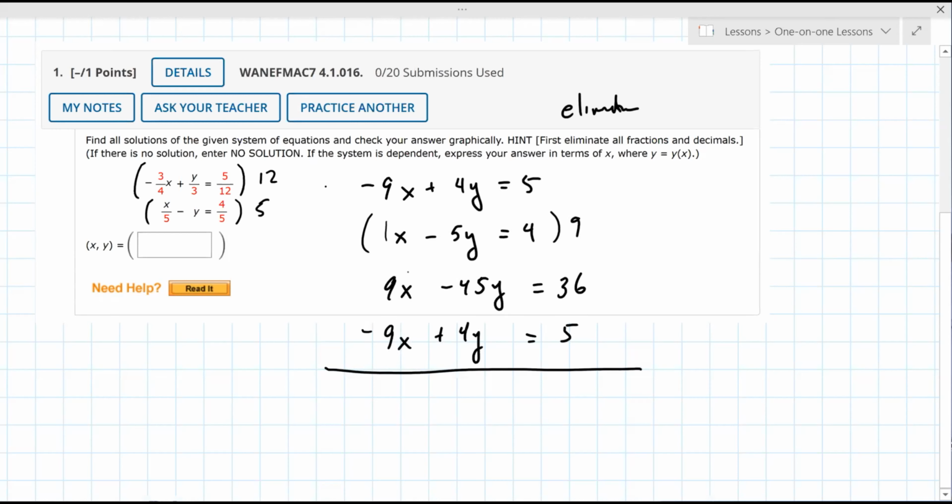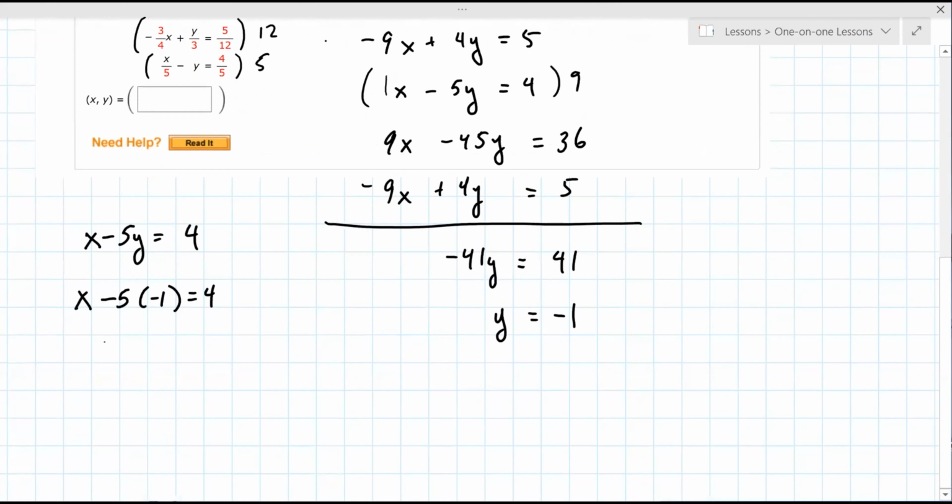We're going to add them up. You see that x cancels. Negative 41y equals 41. y equals negative 1. That's a good start because it's a nice number. Then we can go back to either equation. We'll just go back to x minus 5y equals 4 and put in y equals negative 1. So x minus 5 times negative 1 equals 4. You end up getting x plus 5 equals 4, or x equals minus 1. So your answer is minus 1 comma minus 1.